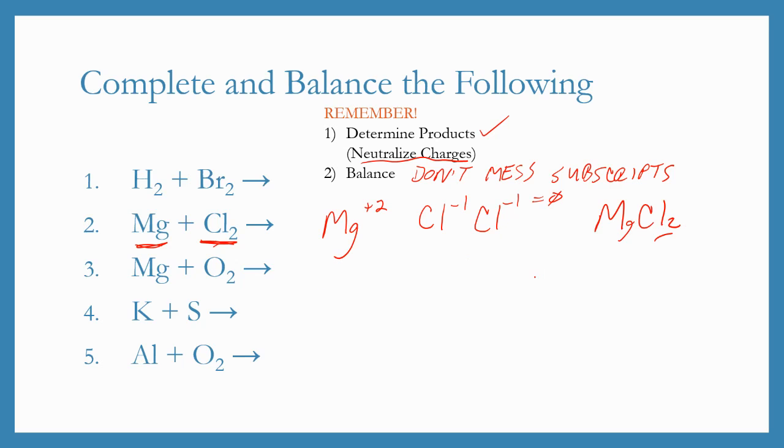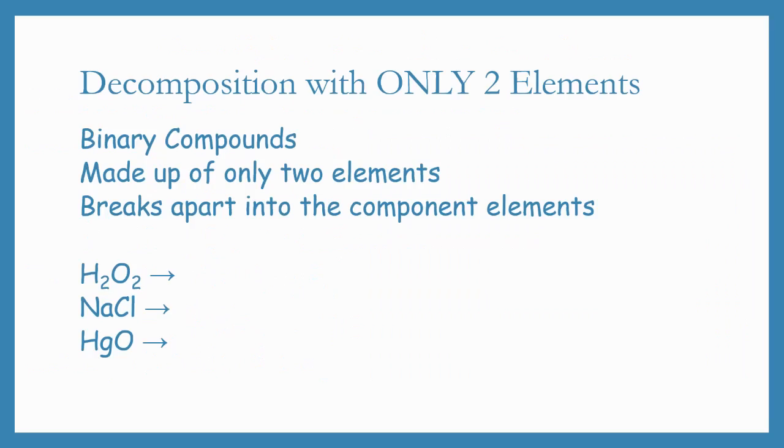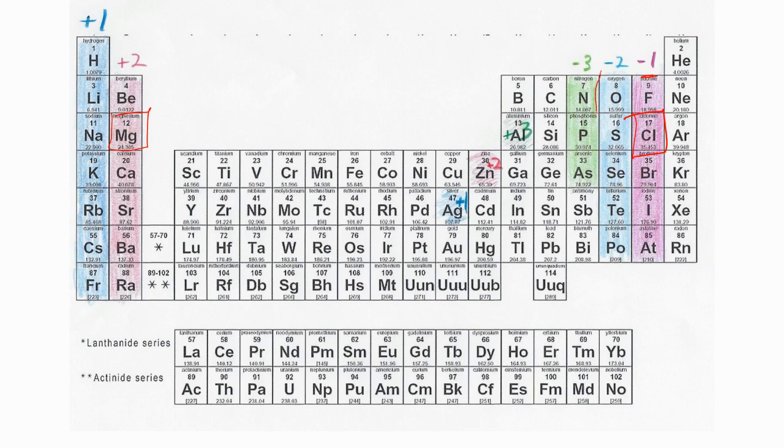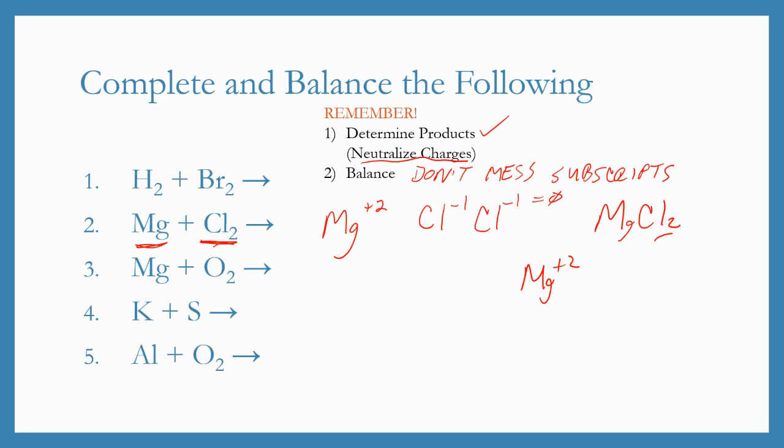Magnesium with oxygen, magnesium is still +2. Oxygen, you may recall, is -2. So because oxygen is -2, that means they're neutralized as 1 and 1. But for balancing purposes, since we had 2 oxygens and only 1 magnesium, we want to put a 2 here, and then that would require a 2 in there as well.